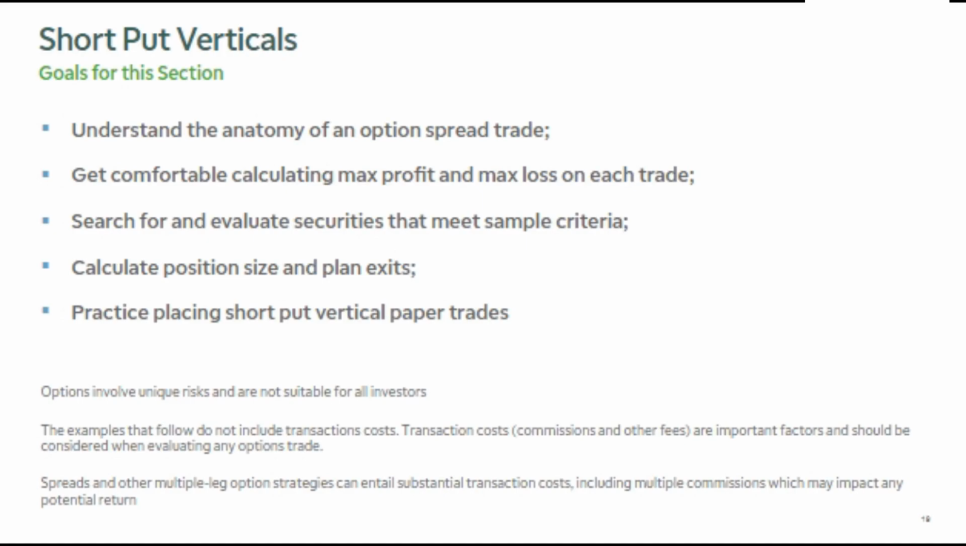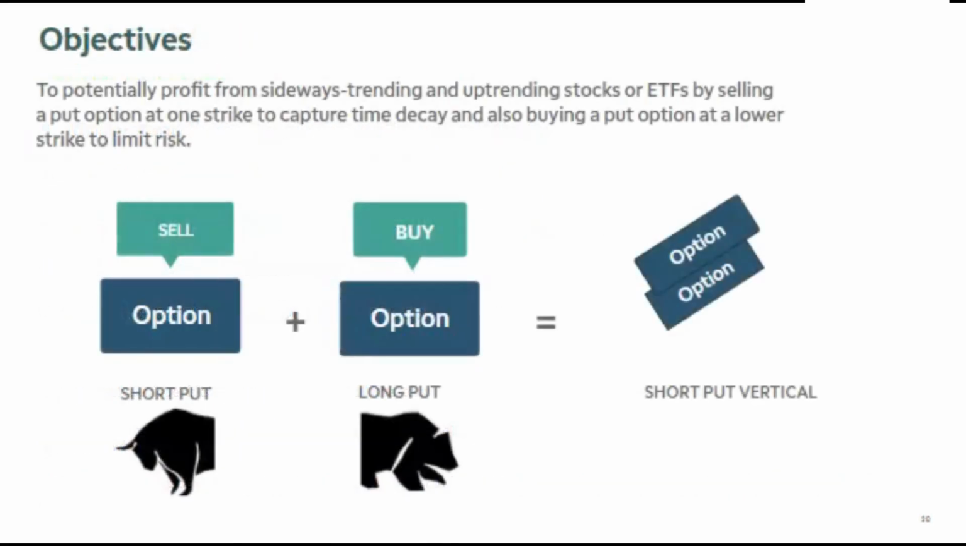All right, we're over to the slides now, talking about short put verticals. It consists of selling a put and then buying a lower strike put. Then that will give us a short put vertical.